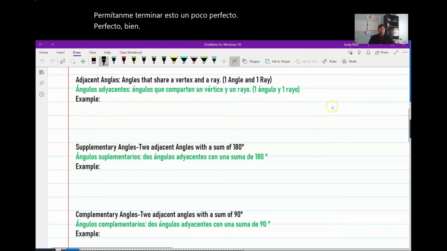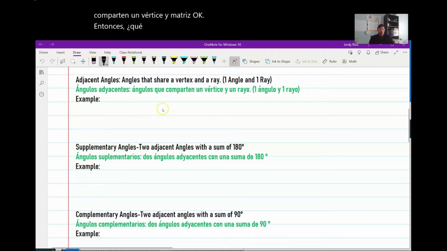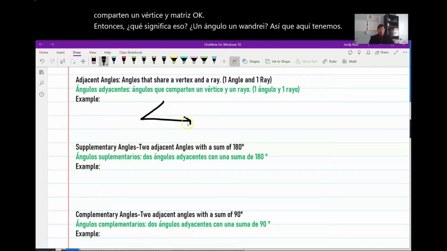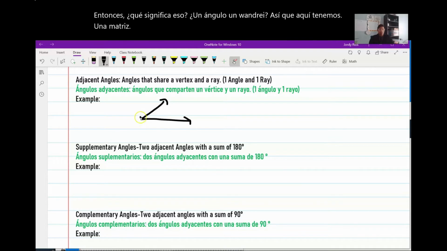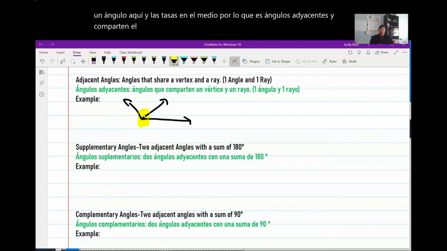So let's go ahead and look at this. Adjacent angles: angles that share a vertex and a ray. Okay? So what does that mean? One angle and one ray. So here we have a ray, an angle, and then here we have another ray. You see how this is one angle right here, and the ray that's in the middle. So that's adjacent angles, and they share the vertex, which is this right here. Okay, remember?